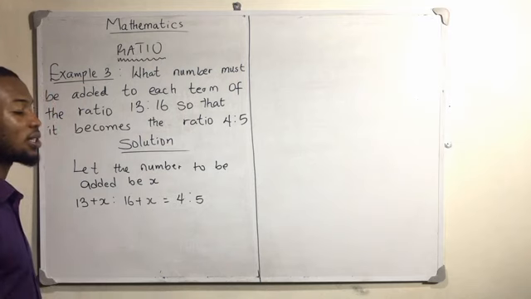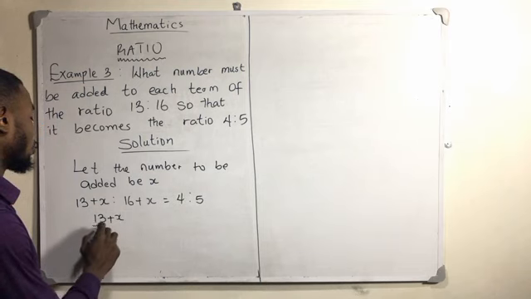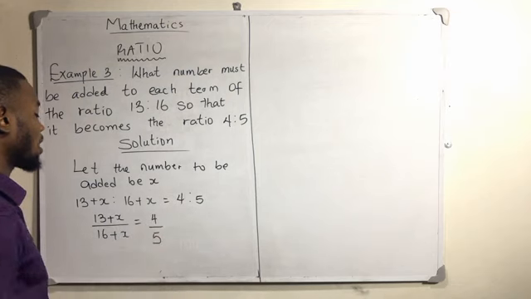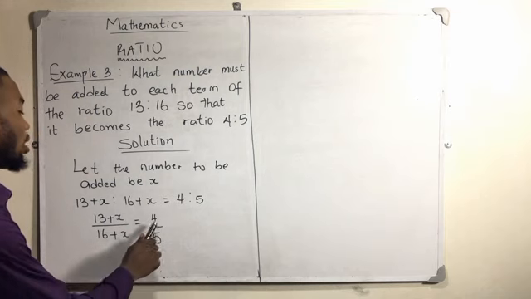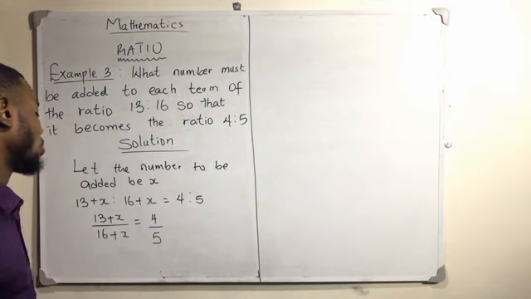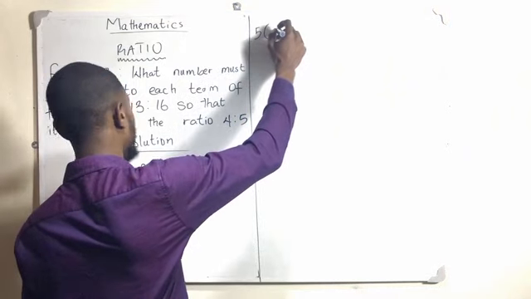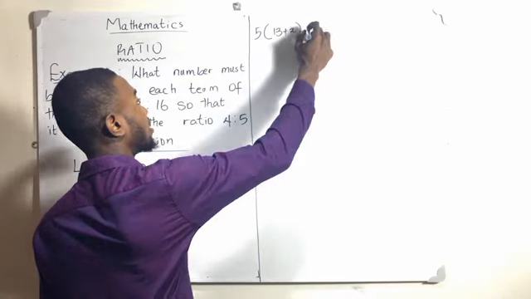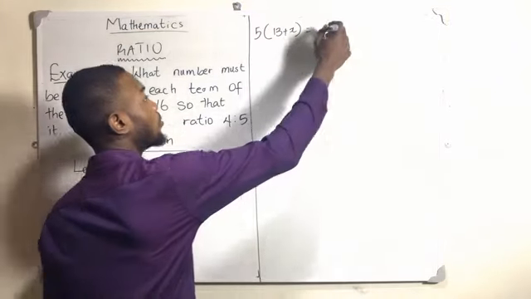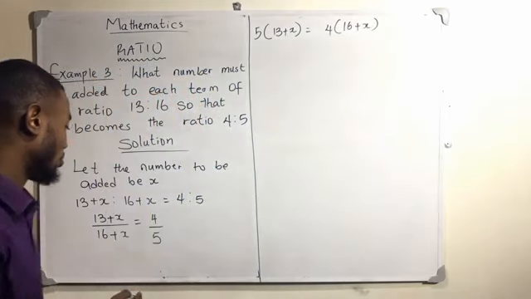13 plus x ratio 16 plus x can simply be written as 13 plus x over 16 plus x, which is equal to 4/5. At this point, we can cross multiply by using 4 to multiply every time we have here, then use 5 to multiply every time we have there. Now we are going to have 5 into 13 plus x. This is what I'm doing first, using 5 to open all this. Then 4 into 16 plus x. This is what I'm doing also.